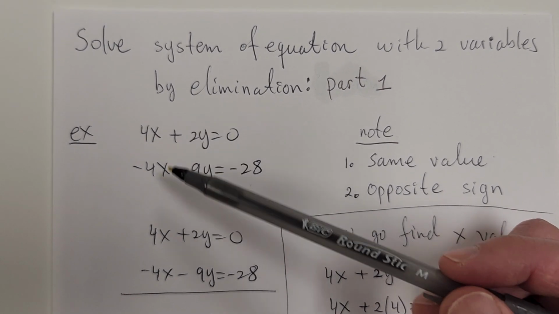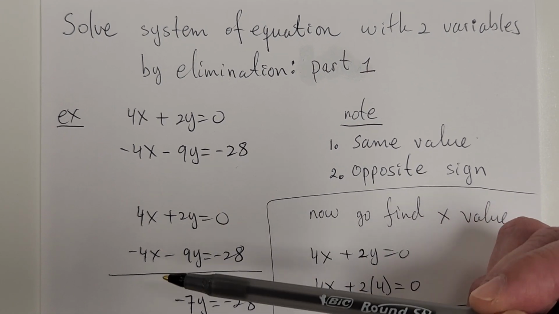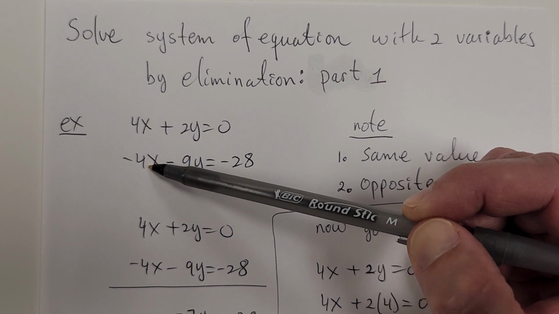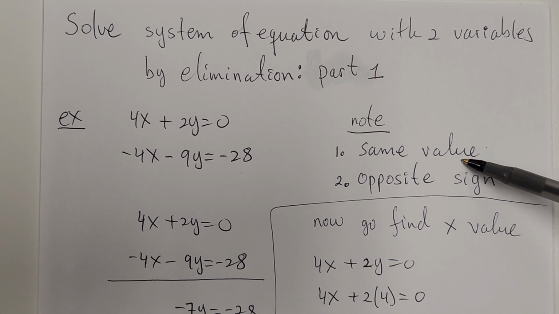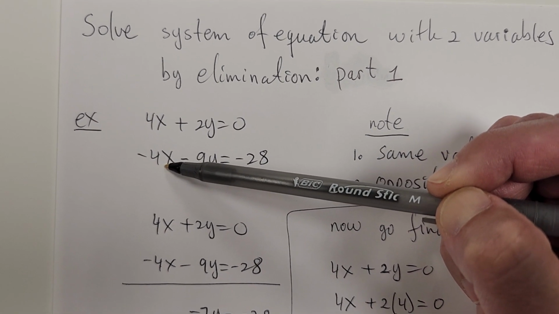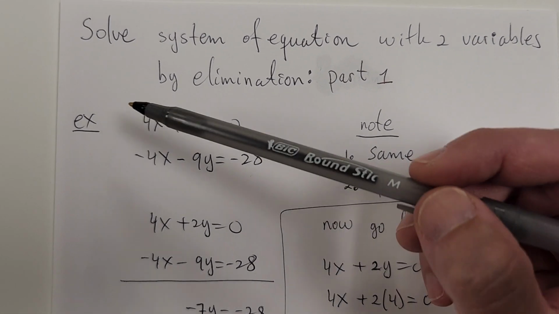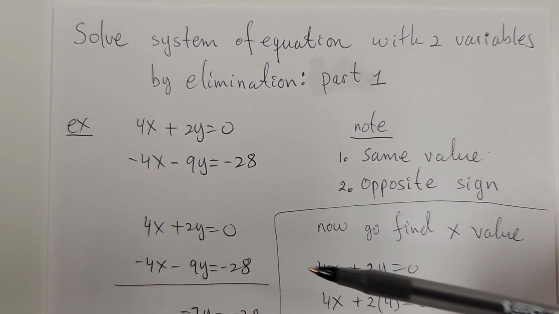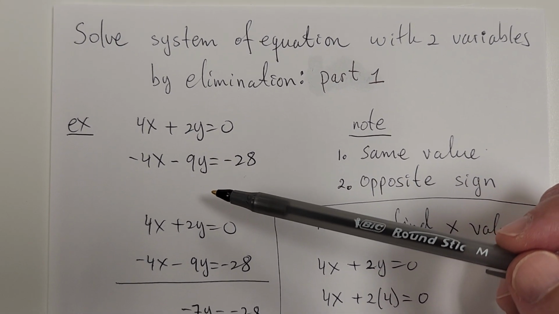Here we have an example. This is equation 1, this is equation 2. If you look very carefully, this is a 4, this is also a 4. Rule number 1 says same value, so the top is 4, the bottom also must be 4. Next, the second rule says opposite sign, so the top is positive, the bottom is negative. You must have these two rules before you can do elimination.